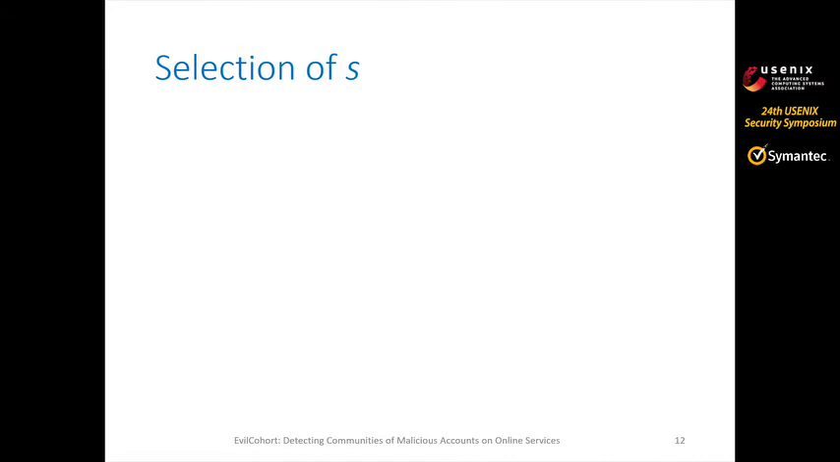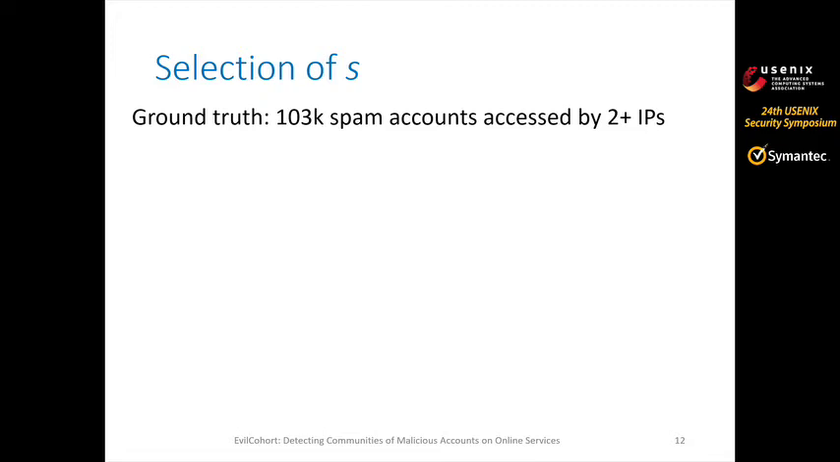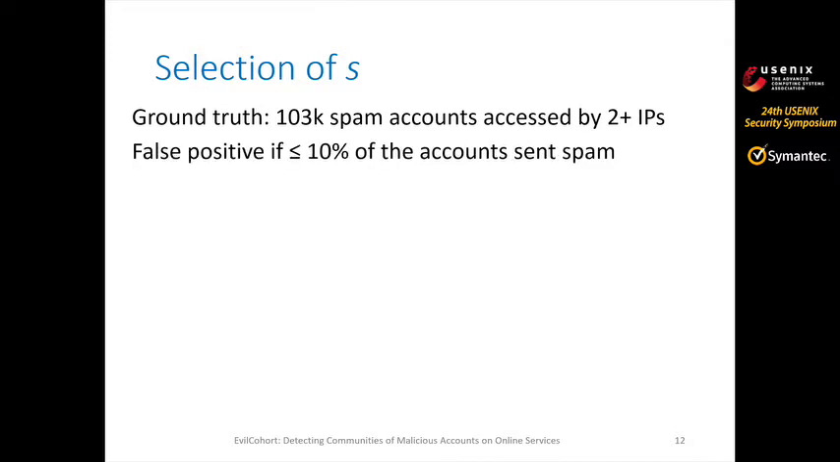The way we did that, we basically used the same ground truth that I described before, these 103,000 spam accounts that were accessed by 2 or more IP addresses. And then we also looked at all the other accounts that were not part of our ground truth, for which we are not so confident whether they were actually spammers or not. And then we basically detected communities on this data set. And for each community, we would declare it a true positive if at least 10% of accounts in that community belong to this very strong ground truth of heavy hitters. And the details about this are in the paper.